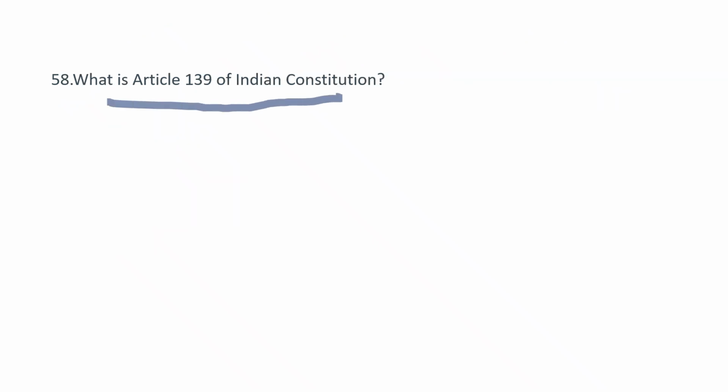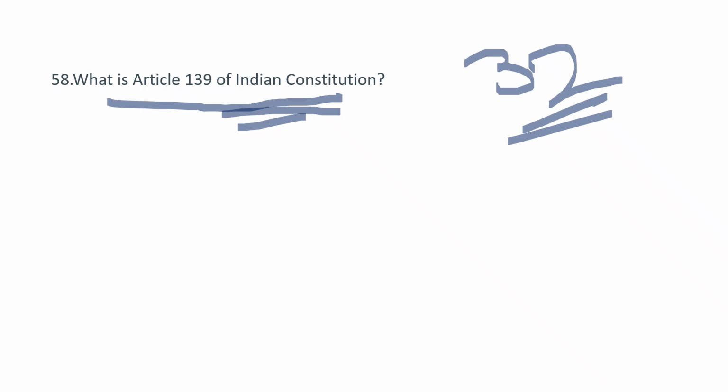What is Article 139 of the Indian Constitution? Before going to this question, let us see Article 32. Under Article 32, the Supreme Court can issue writs for the enforcement of fundamental rights. Now, let us see this question. What is Article 139 of the Indian Constitution?